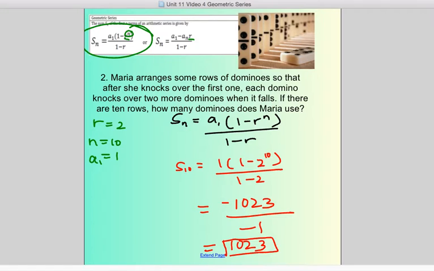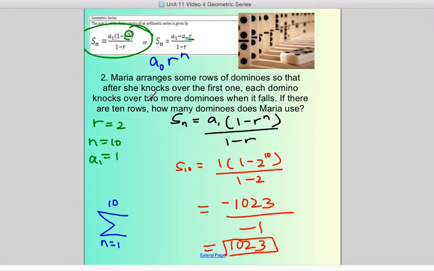Just to point out, if you wanted to write this one in sigma notation, which you may be asked to do, we would be starting with n equals 1 all the way up to 10. Row 1 to row 10. And then, just to remind you, how do I write this equation here? Well, it's just your sequence equation. So in this case, it was our a sub 0 times r to the n.